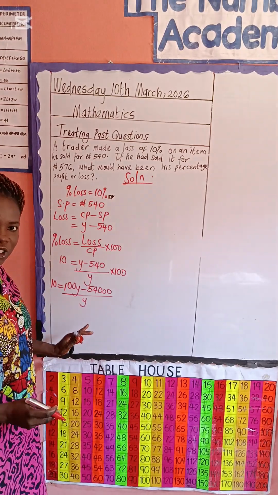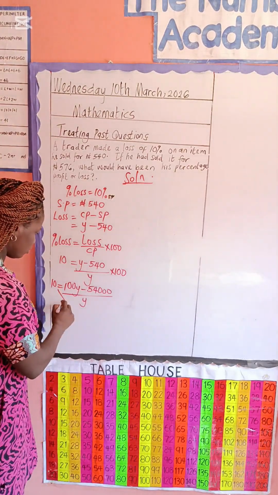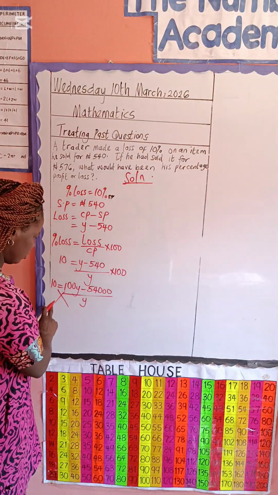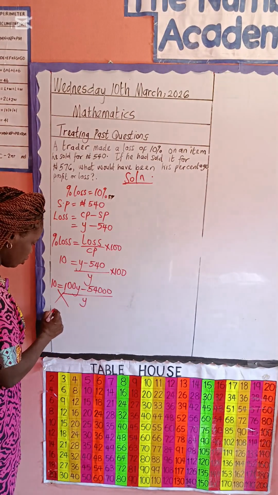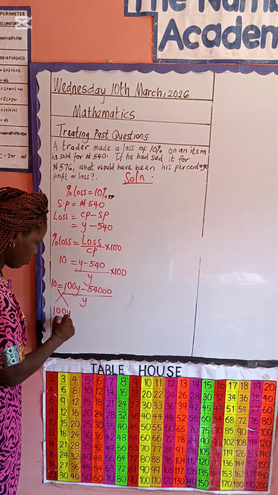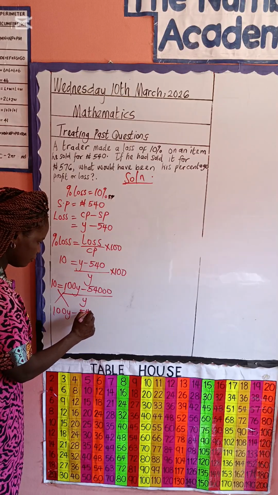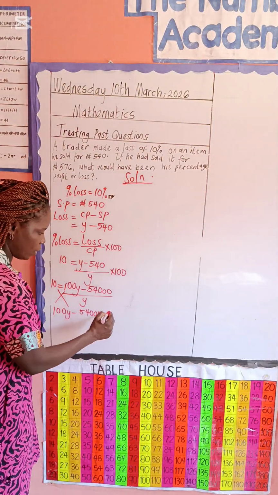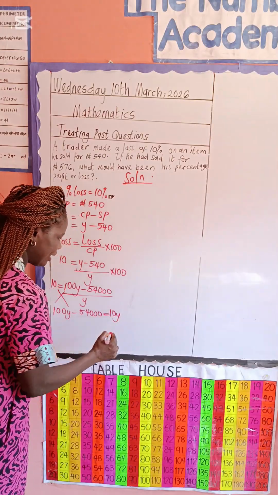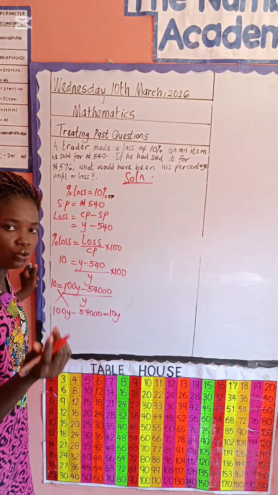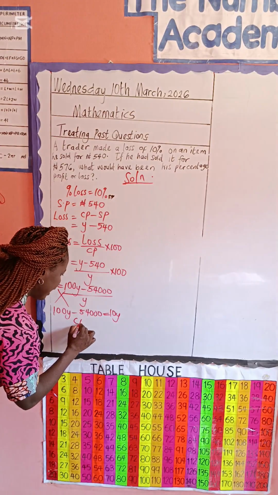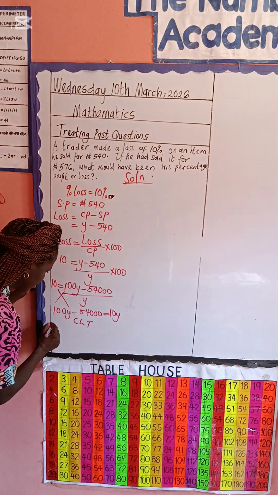When you have a fraction like this, you cross multiply. So 100y minus 54,000 will multiply nothing, so we just write it out: 100y minus 54,000 equals 10 times y, which is 10y. The next thing we'll do is collect like terms. All the ones with y, bring them together.